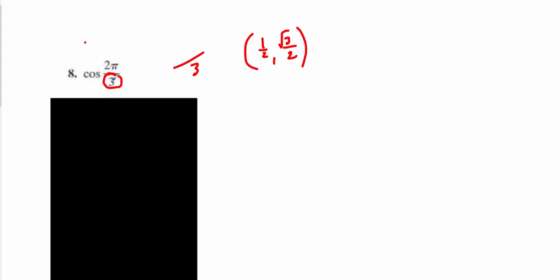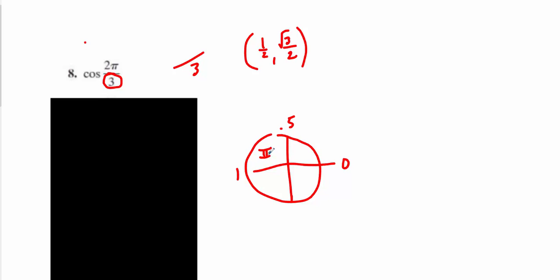Now I just have to know, is 2 over 3, what quadrant is that in? Well, that's bigger than a half. I'm thinking about your circle, so we know this is 0, there's a half. Well, that 2 over 3 is bigger than a half, but less than 1.